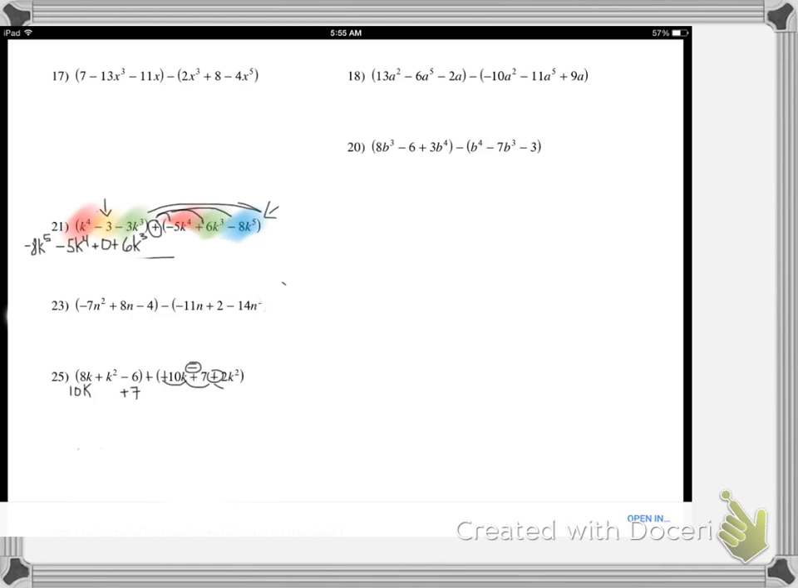And I got to combine my 2k squared. It's a positive 2k squared. Nicely. A little squeezed in, but no big deal. 8 and 10 is 18k. 2 and 1 is 3k squared. And a negative 6 and a positive 7 is a 1. In descending order, we would say 3k squared plus 18k plus 1.